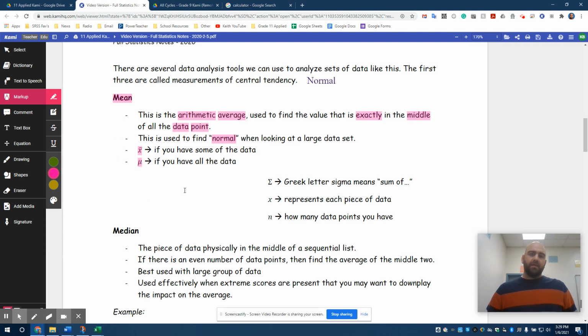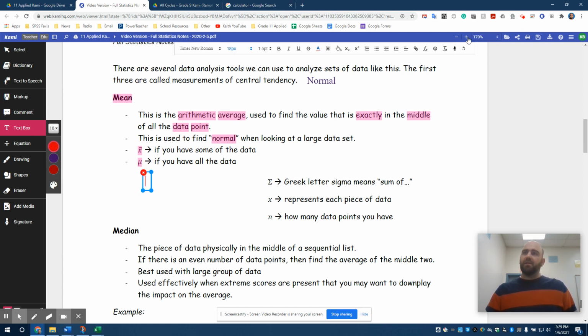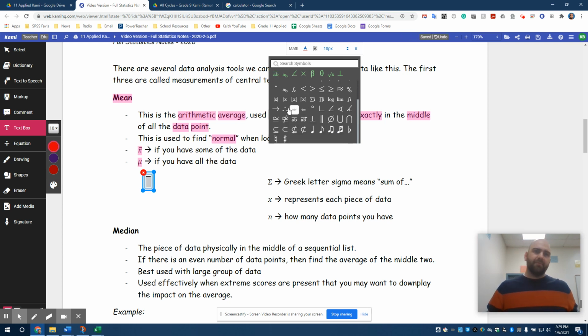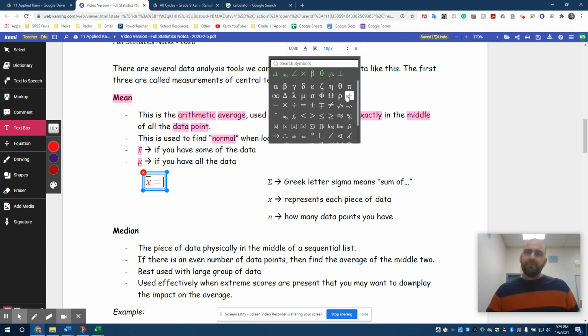A couple other letters. The formula for finding the average of a set of data looks like this. X bar is equal to the sum of X over n.